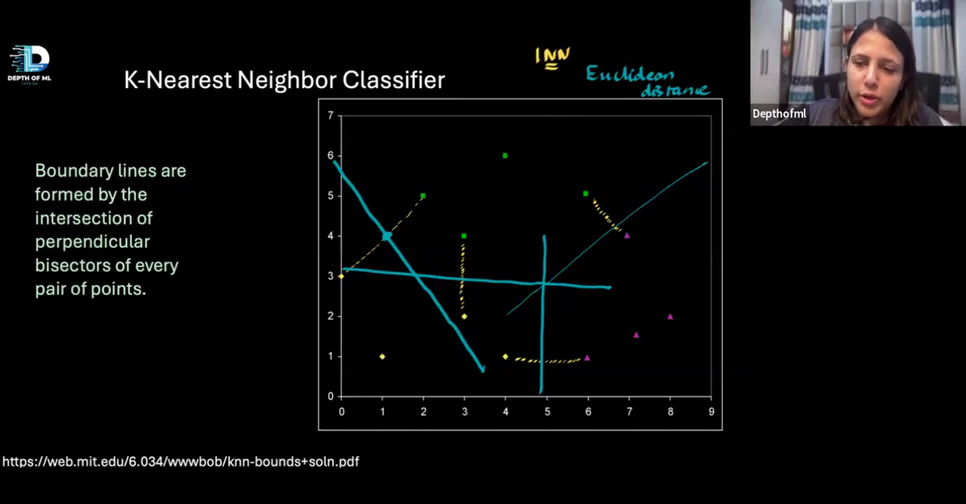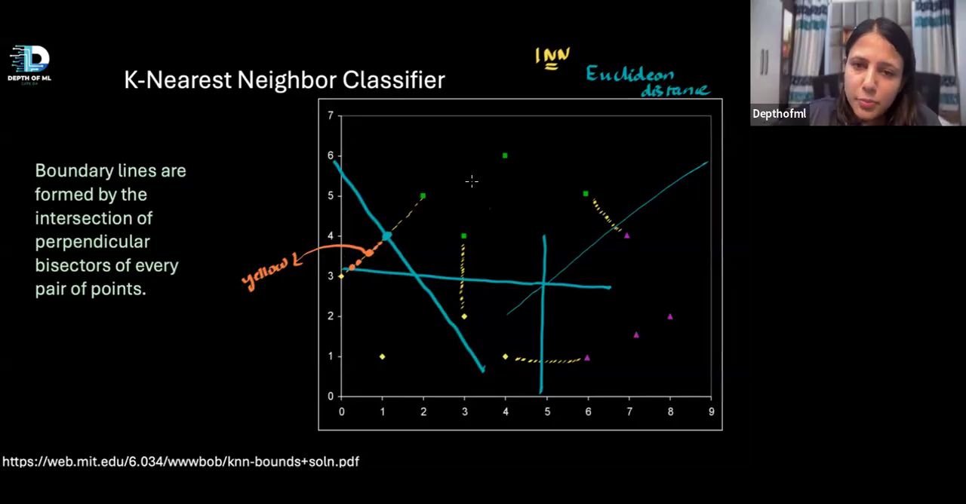But what about this point? Suppose I have taken a point which is here, and let's not consider any other data point here. We know that this data point is closest to the yellow data point, because its distance from the green data point is much farther. So this particular data point will be classified as yellow. Any other point you take over in this region will all be classified as yellow.